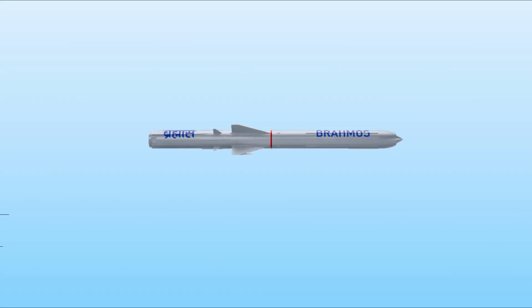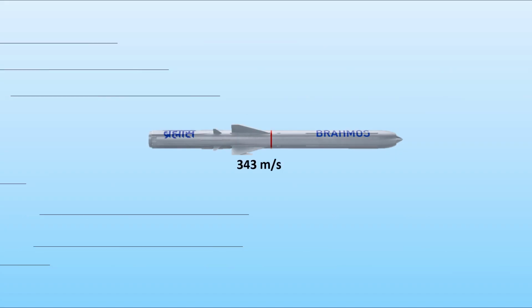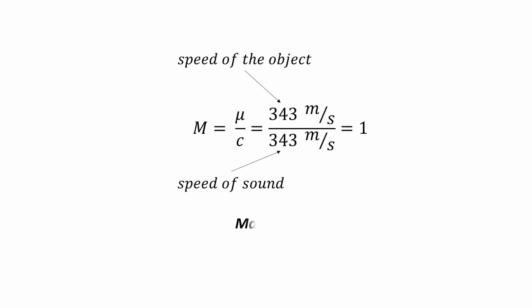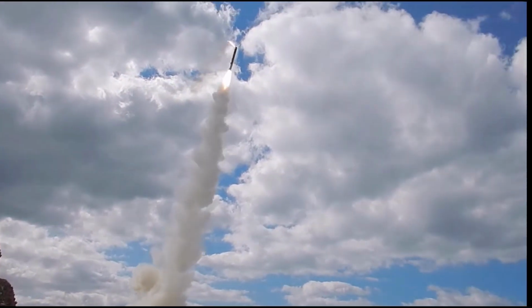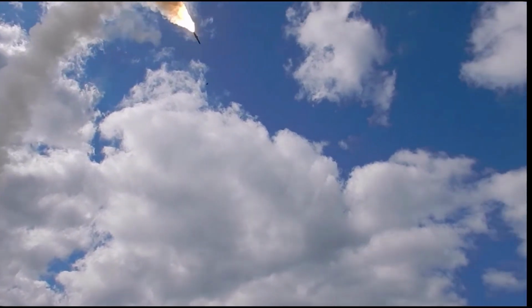If something is traveling at a speed equal to the speed of sound, then we can say that this object is traveling at Mach 1. Likewise, if something is traveling at twice the speed of sound, then we can say that this object is traveling at Mach 2.